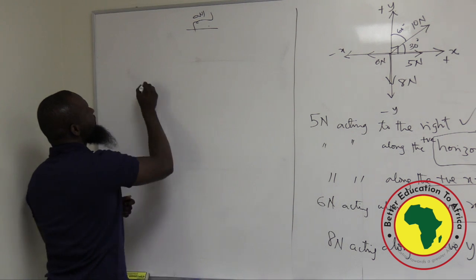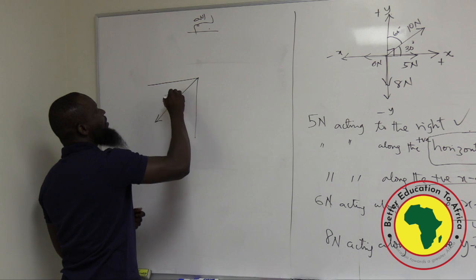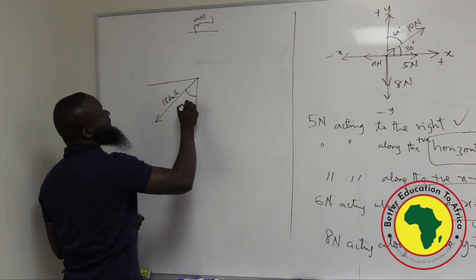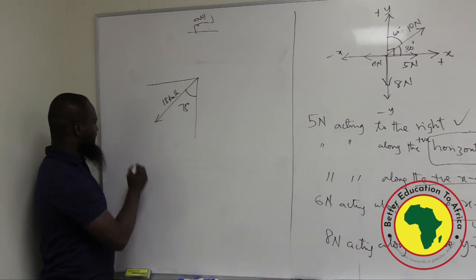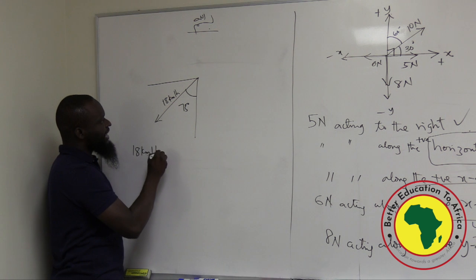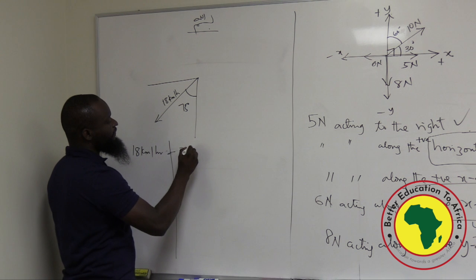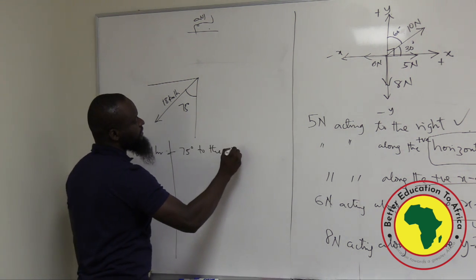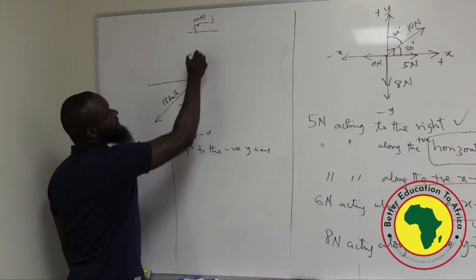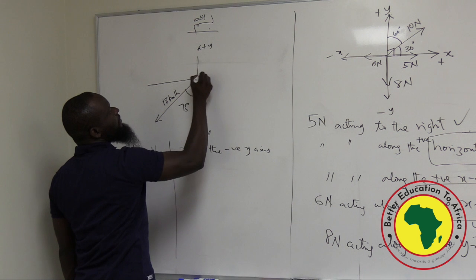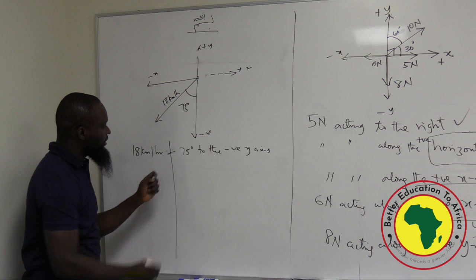Okay. So I give you a velocity of 18 kilometers per hour in this direction, say 75 degrees. And I say, tell me the direction of this velocity. So you say it is 18 kilometers per hour, acting at, and we're going to give different directions for this: 75 degrees to the negative y-axis, because the positive y will be here, positive x will be here, negative x will be here. So it's 75 degrees to the negative y-axis.